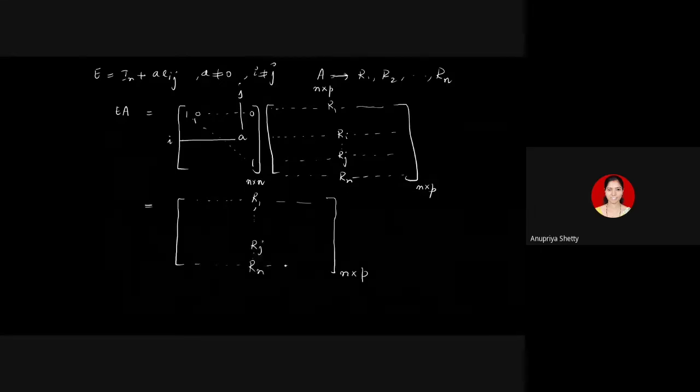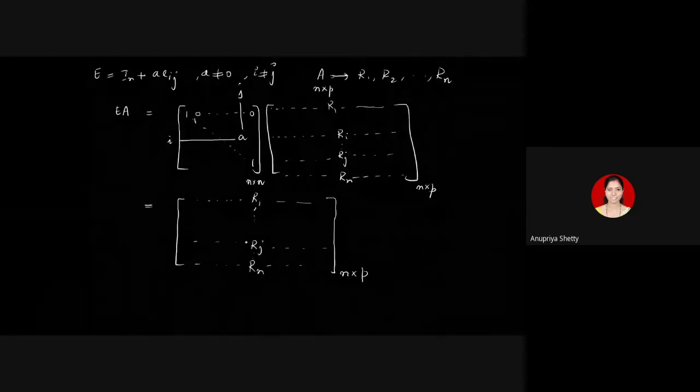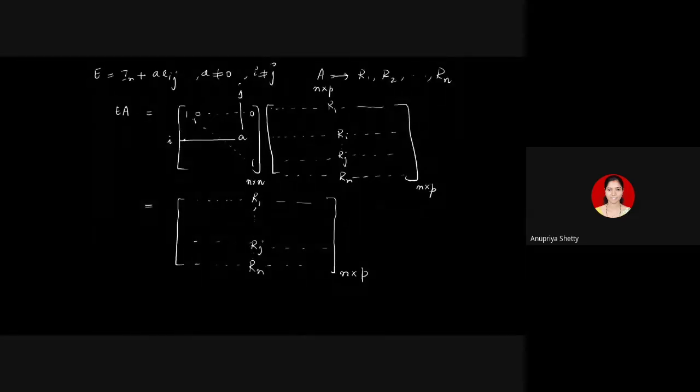What will happen to the ith row? How do you get the ith row of the product? You have to multiply the ith row of the first matrix, that is E, with each of the columns of the second matrix. That will give you the entire ith row.